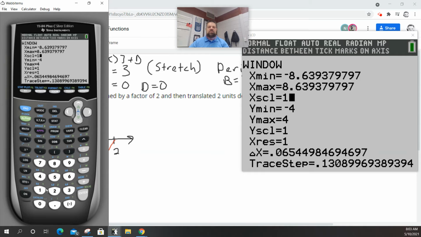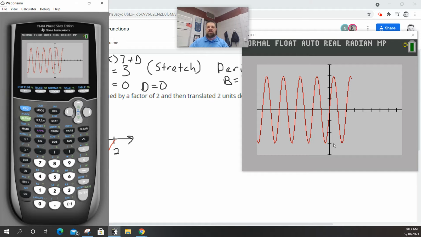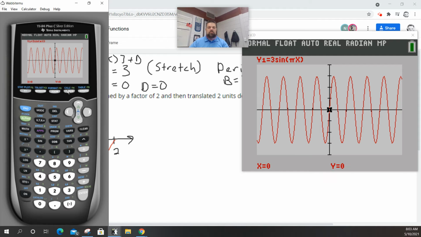So if I change this to 1, that means that on my x scale, it's just going to count by ones. I was counting by pi's. So now you can see it crosses right on the integer values. And it's basically, like I said, it goes from positive 3 to negative 3, and one whole period is 2 units in the x direction. So let's take a screenshot. That's what this looks like.